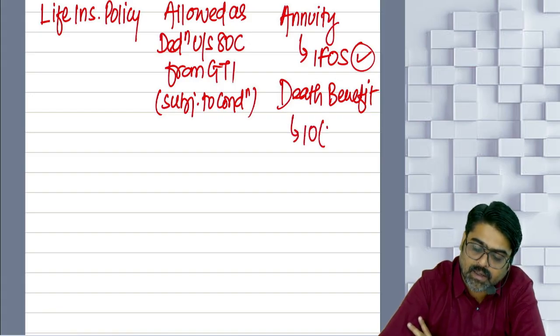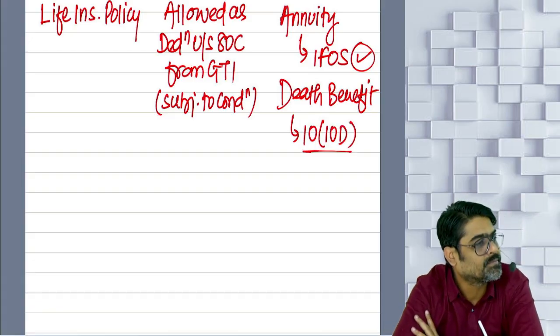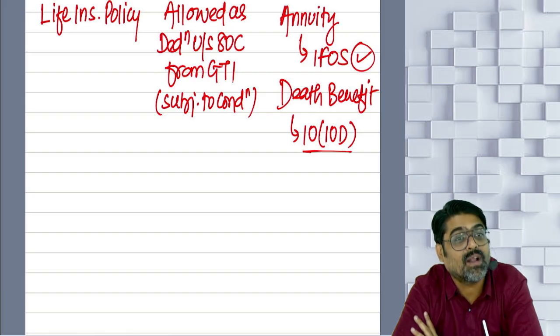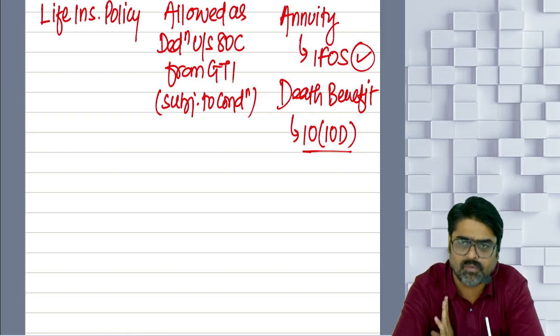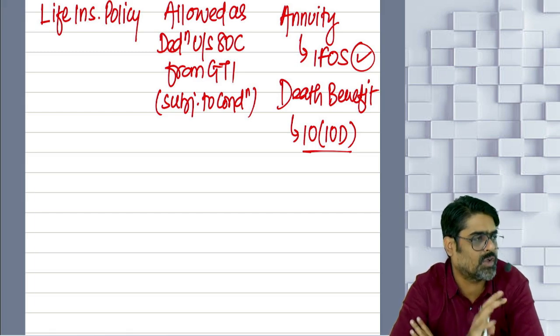It is fully exempt under section 10(10D). D for death. 10(10D), D for death. Without any condition, this will be fully exempt. You just have to submit a death certificate. That's it. To the insurance company.